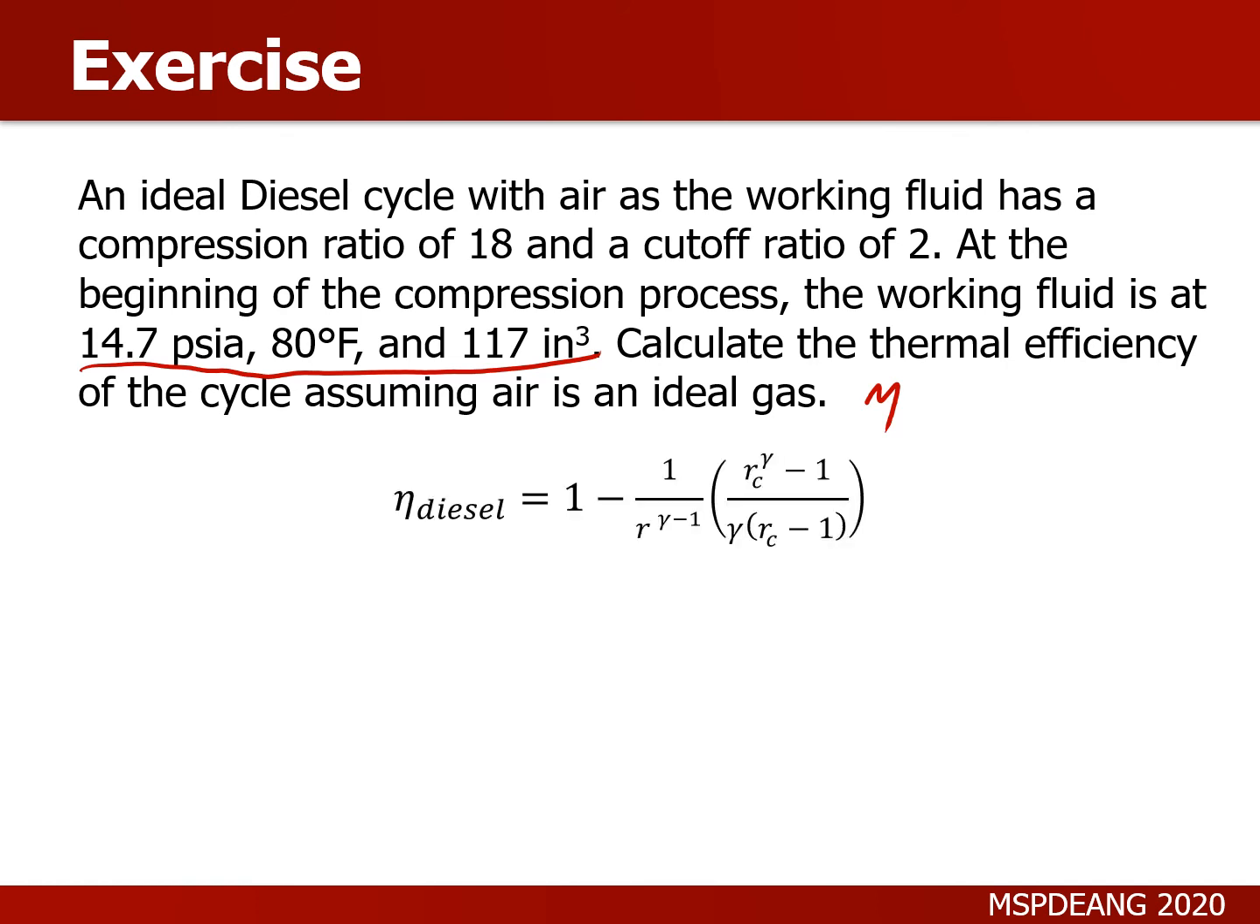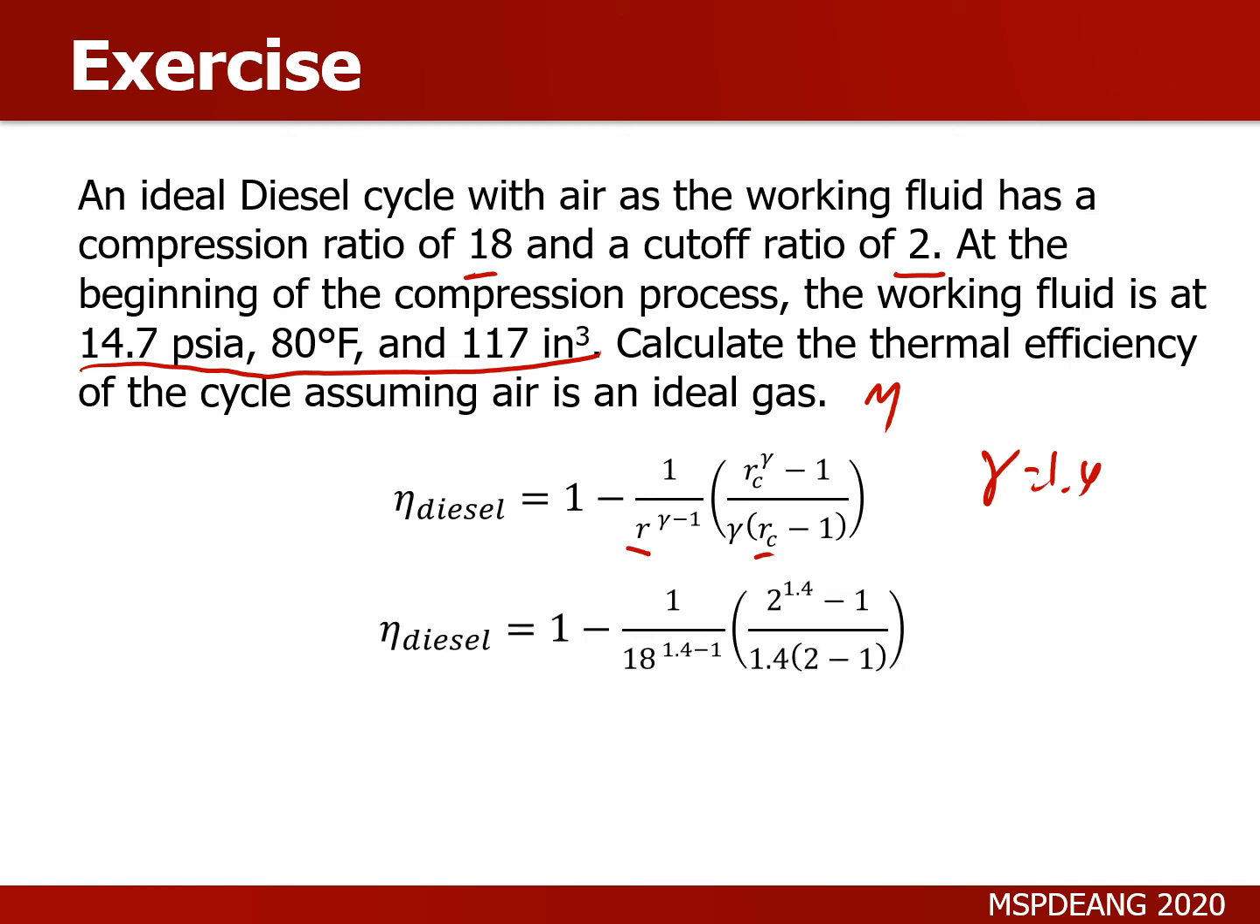Okay, so assuming air is an ideal gas, the thermal efficiency is a function of your compression ratio and your cutoff ratio. So just simply plug in the compression ratio of 18 and cutoff ratio of 2 and your heat capacity ratio, which is 1.4. So using this, you can now calculate the thermal efficiency of your diesel cycle to be 63.16%.